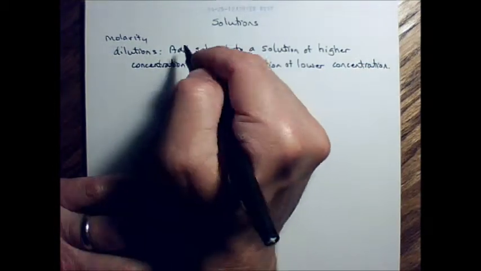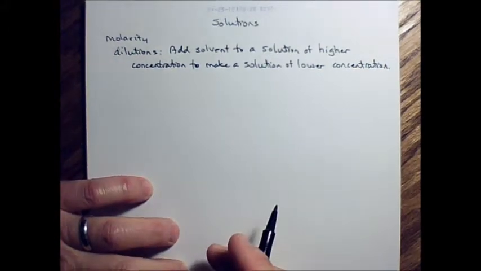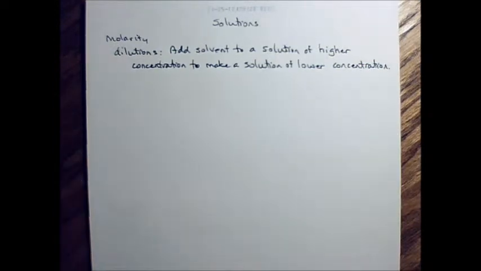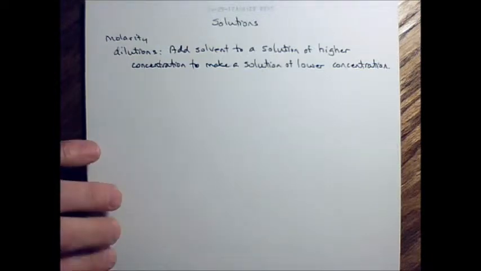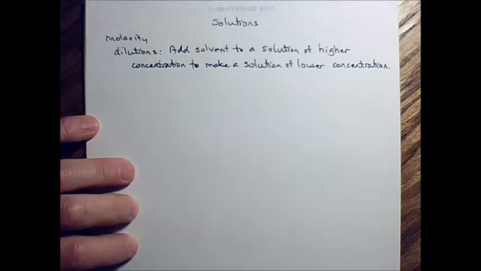Add solvent to a solution of higher concentration to make a solution of lower concentration. It's really not more complex than that. But in the sciences, in chemistry in particular, we need to know exactly what the concentration is in order to do the work we need to do. So we need to know how to do the math to figure out how to get the solution concentration we want. And that's what this is about. This math is about figuring out how to get the concentration of a solution that you want if you're starting with a higher concentration solution.